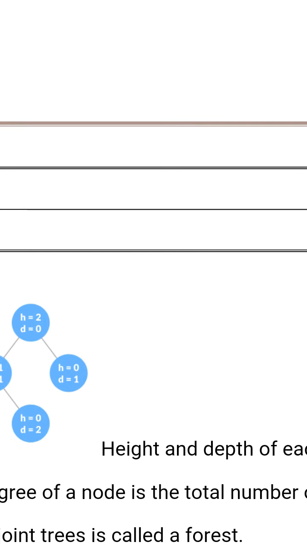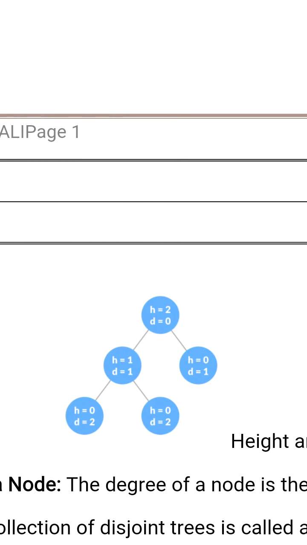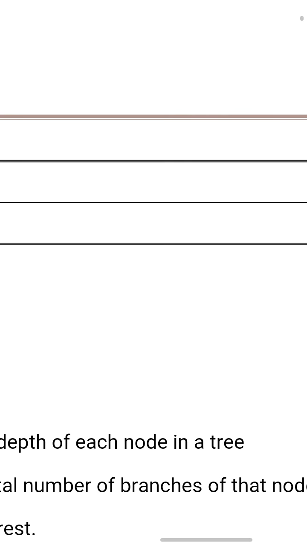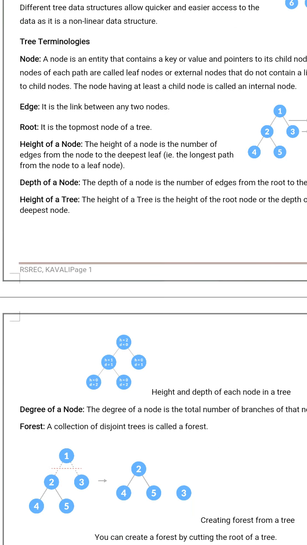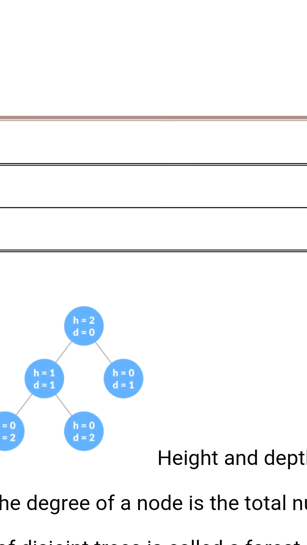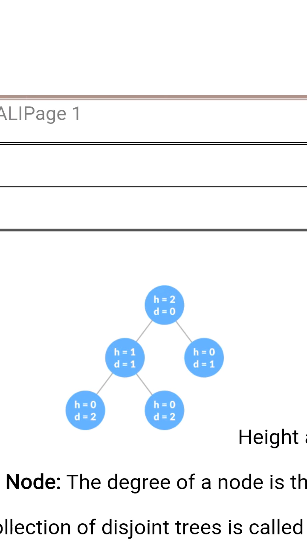See this example. So here is the height and depth of each node in a tree. So look, for each and every node, the height is calculated. Suppose node number 1 has height 2. It is computed coming from the leaf nodes onwards. So all leaf nodes have height 0. In this example the leaf nodes are 3, 4, 5. So these are the leaf nodes. The height of a leaf node is 0, and depth is different.